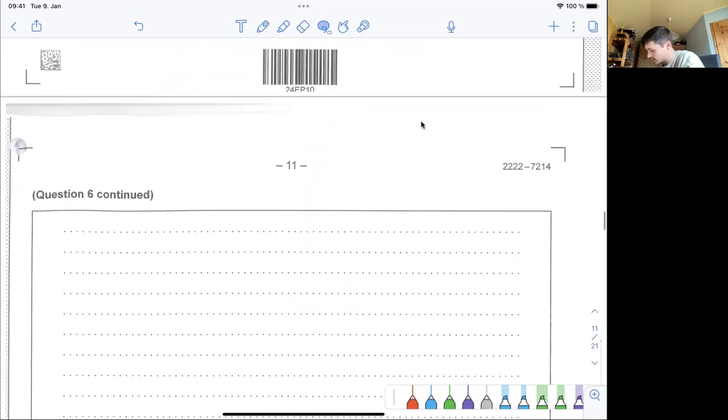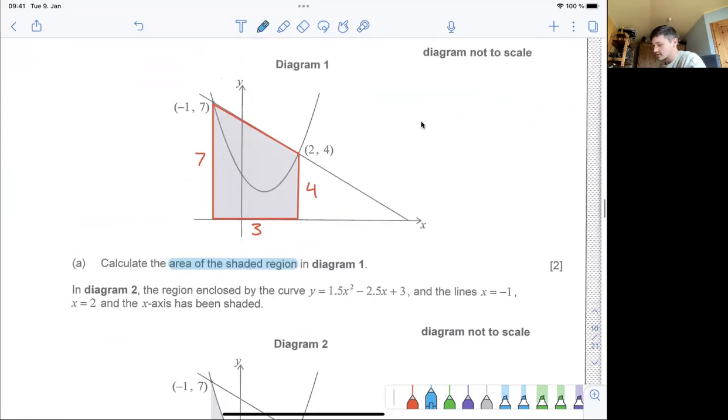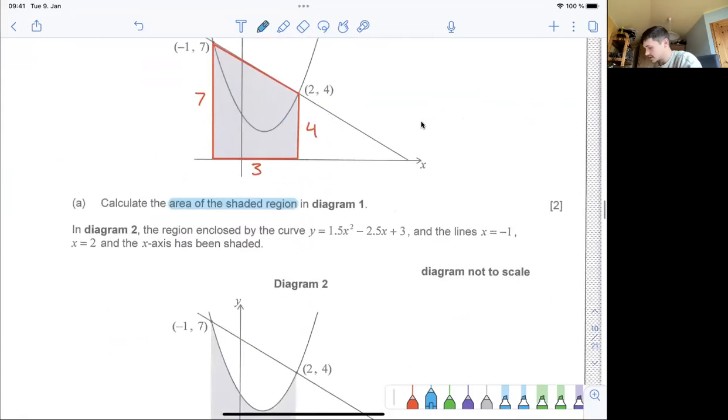Let's show our working. The formula for the area of a trapezoid is in your formula booklet, as follows. A, the area, is equal to a half multiplied by (a plus b) multiplied by the height, where a and b are the two parallel sides. If we go up here, we can see the two parallel sides have a length of 7 and a length of 4.